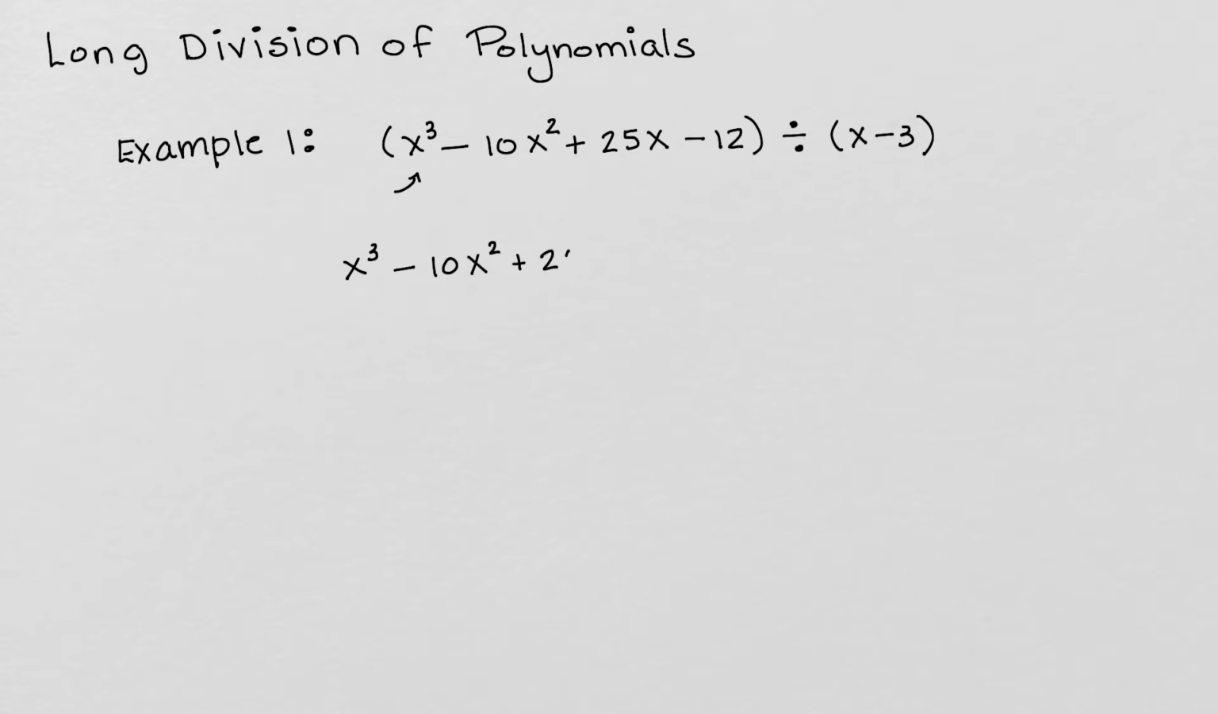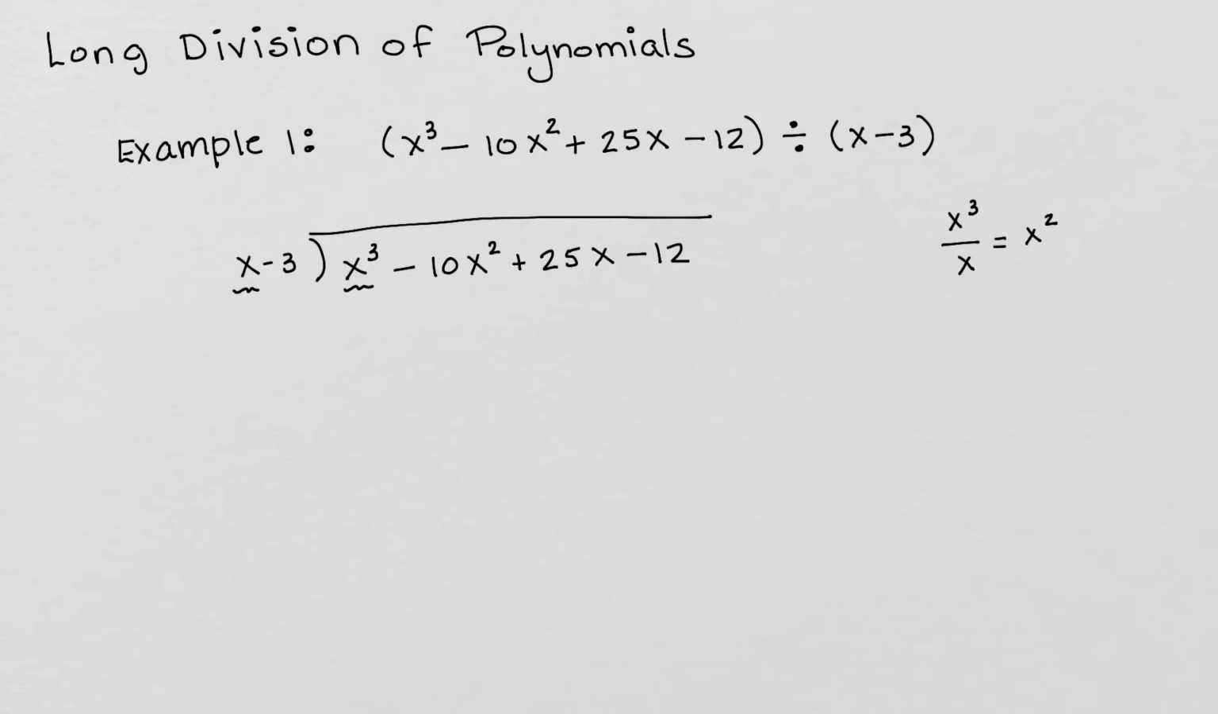So I'm going to set up my long division, and I'm dividing by x minus 3. I'm going to start by dividing the first term, x, into the first term of my polynomial, x cubed. So off to the side, I'm going to take x cubed divided by x, and that gives me x squared. I'm going to line that up with the minus 10x squared because they're like terms. So I'm going to put x squared up here.